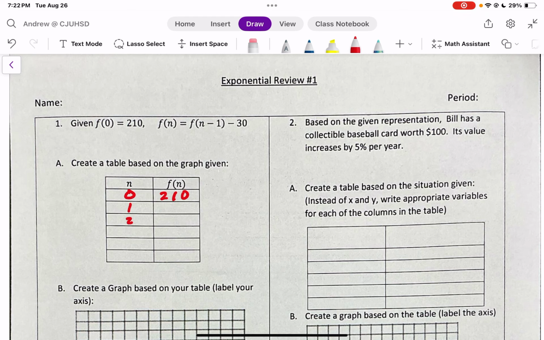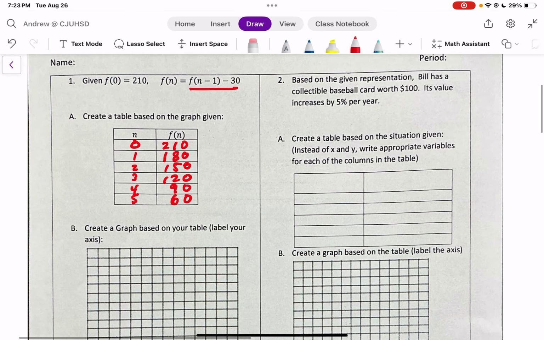Then 1, 2, 3, 4, 5. And according to this part right here, to get the next term, we should subtract 30 from the previous. So this will go down to 180, then down to 150, 120, 90, and 60. Okay, let's look at a graph of that.